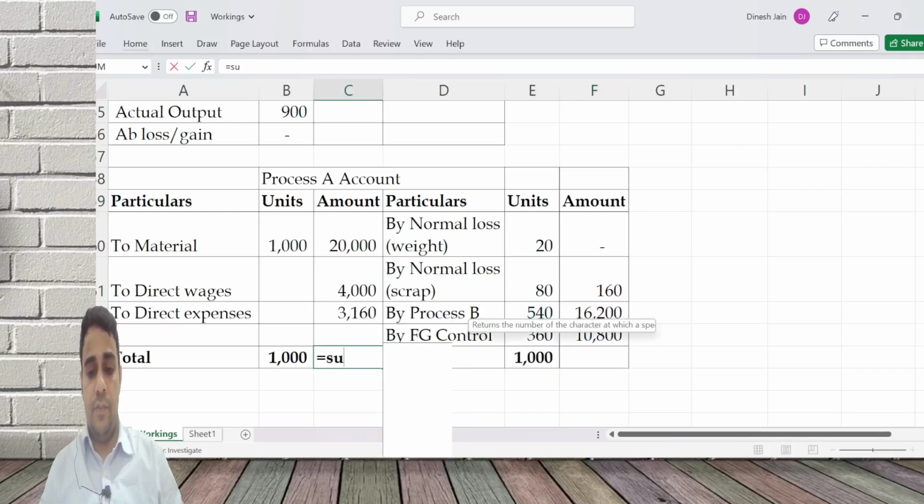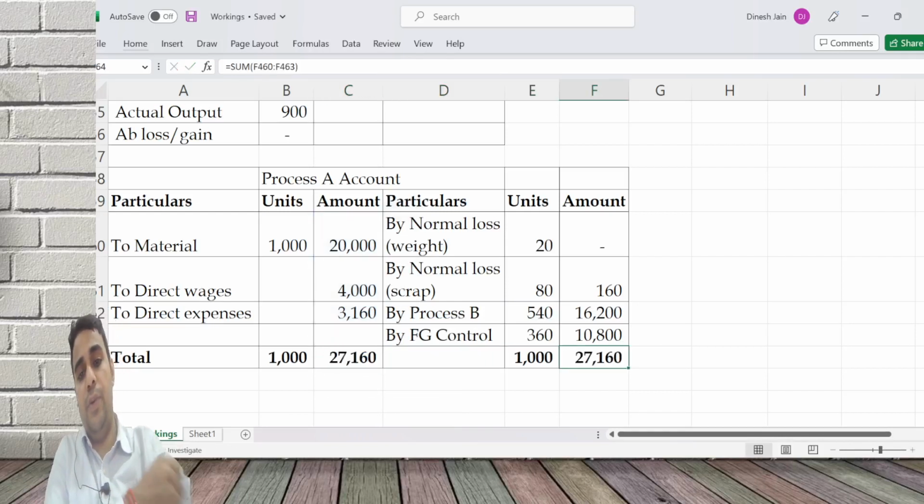So the account will get tallied. 30 per unit. Let me know if there are doubts here. This is the first process. Two types of normal loss. One is a weight loss and second is a scrap loss. Weight loss, no realizable value. Scrap loss has realizable value.